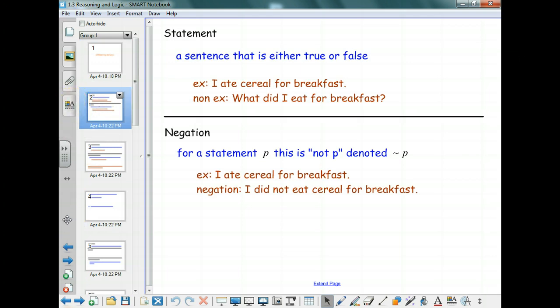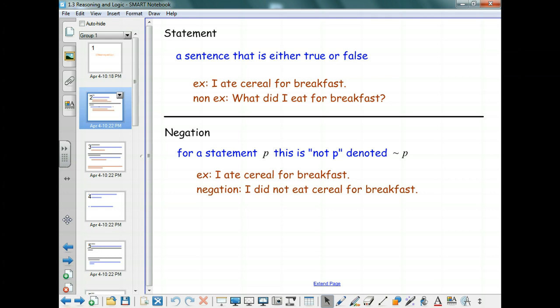Alright, so the first thing I want to talk about is what a statement is. Again, you've seen this description if you have taken high school math, and if you haven't, you kind of know what a statement is just from the things you've encountered so far. So a statement is basically a sentence that's either true or false. For example, I ate cereal for breakfast. That would be a statement. What did I eat for breakfast is not a statement, it's a question.